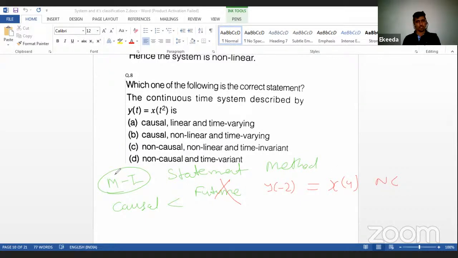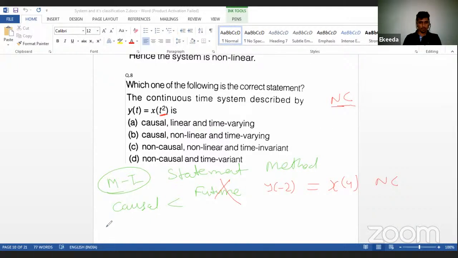Okay. So it will be non-causal. Answer will be non-causal. You can directly also say that there is a scaling kind of operation on the time domain. Na? So in this, there is non-causal. Okay. And now coming to linearity.